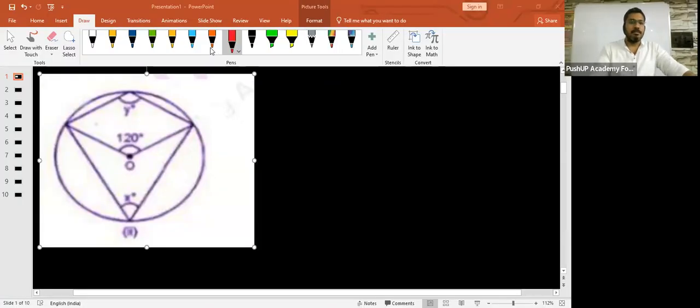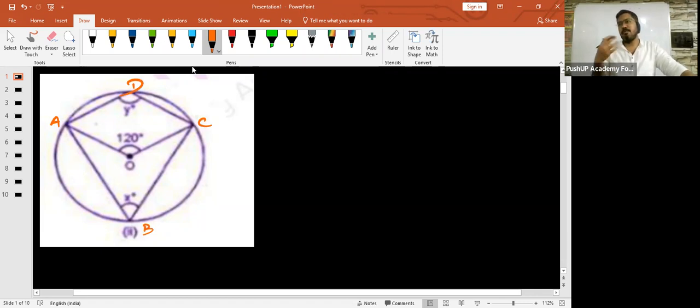Values of x and y, isn't it? So if you notice, they haven't given you the points, or they haven't given you the name of the points, isn't it? So if the names of the points are not given, you have all the right to name them on your own. So I'm naming them as A, B, C, and D.